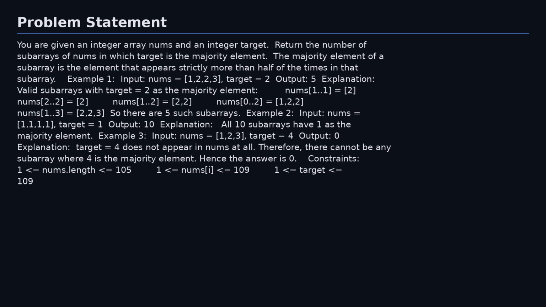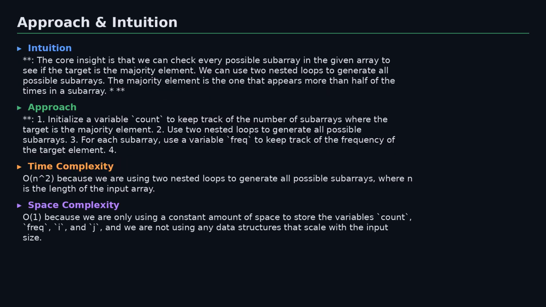Now, let's talk about the core insight behind this problem. Think of it like a voting system, where each element in the subarray gets a vote. If the target element gets more than half of the votes, it's the majority element. We can use this intuition to guide our approach. We'll generate all possible subarrays and then check each one to see if the target element has more than half of the votes. To solve this problem, we'll use a simple yet effective approach.